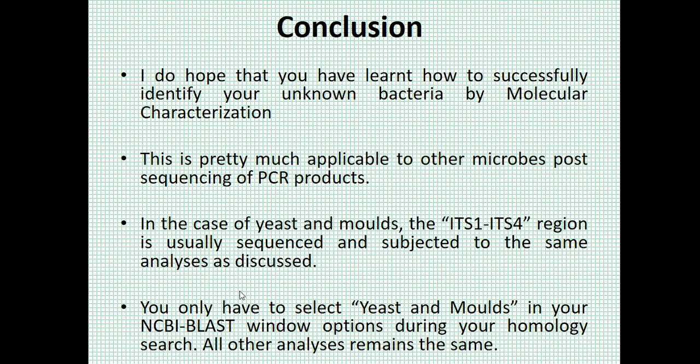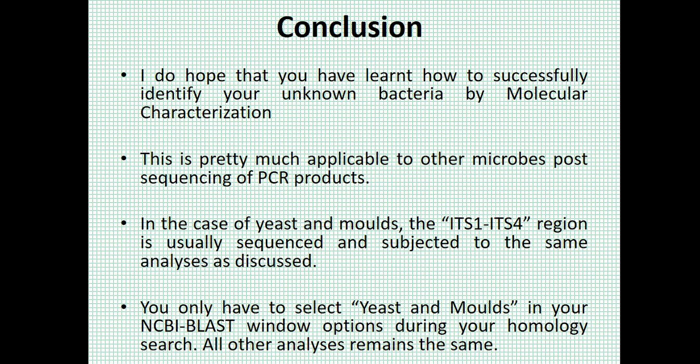In conclusion, I do hope that you have learned how to successfully identify your unknown bacteria by molecular characterization. This is pretty much applicable to other microbes post sequencing of PCR products. In case you're working with yeast and molds, the region of the genome that's usually sequenced for identification purposes is the ITS1 to ITS4. It is the most popular region that is sequenced, and it is subjected to the same analysis that we've discussed.